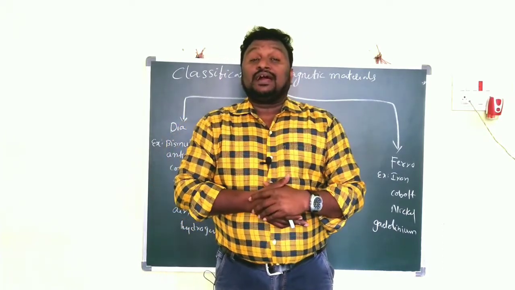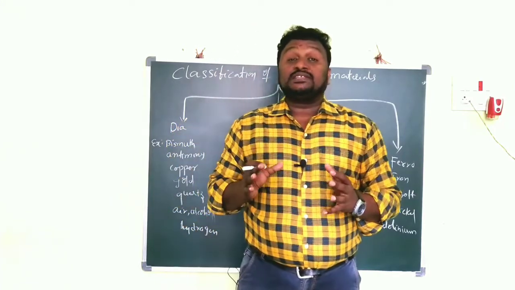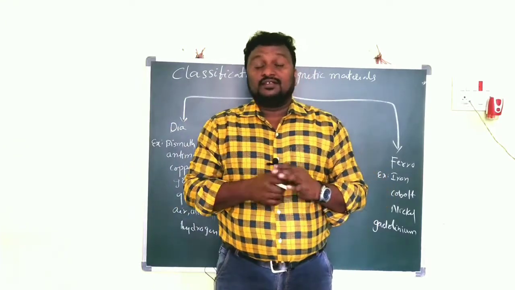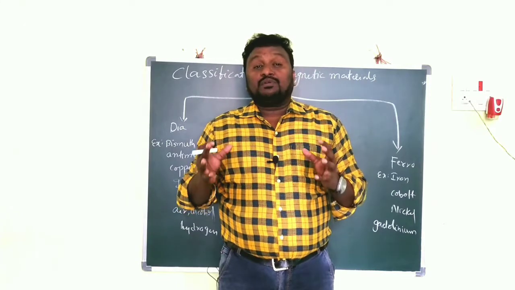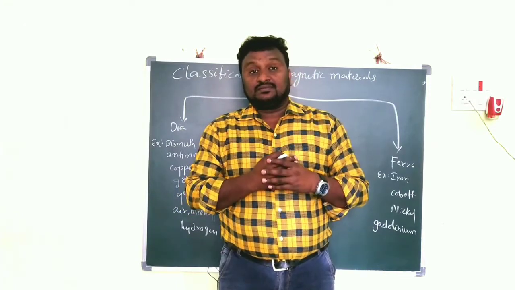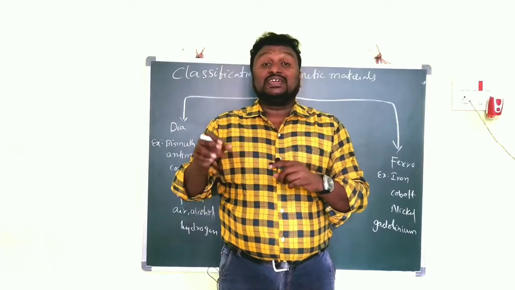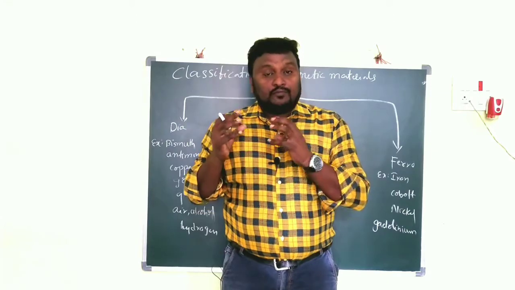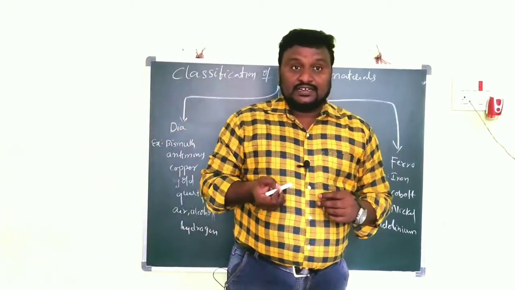Okay children, classification of magnetic materials. Generally the magnetic materials are divided into 3 types, based upon the magnetic moment. What is meant by magnetic moment? Every atom consists of a nucleus. Clear? Around the nucleus, electrons revolve in particular orbitals. Clear? Every electron, look here children.